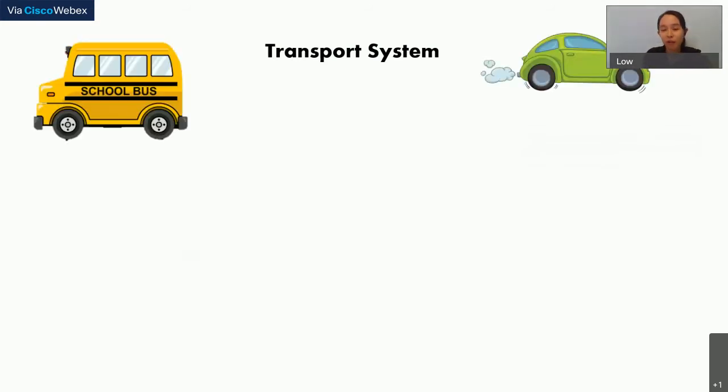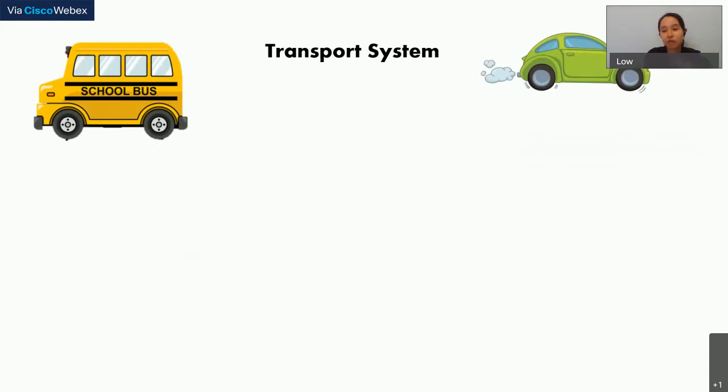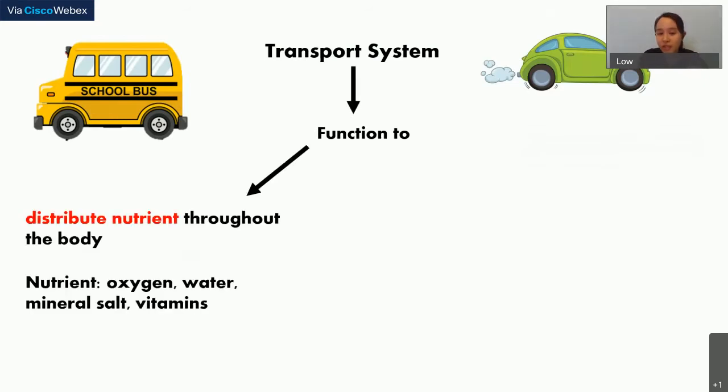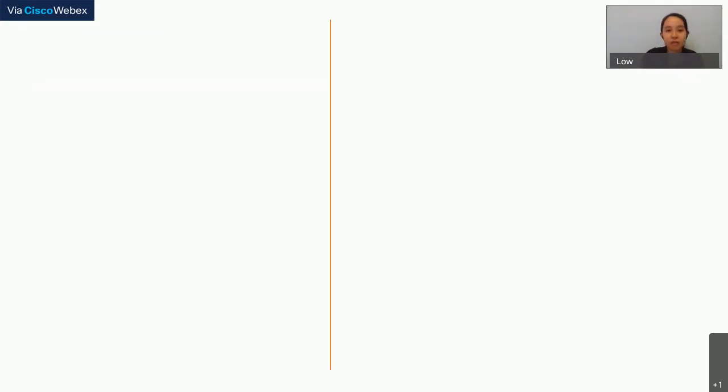Maybe a school bus or a delivery car that helps you deliver stuff here and there. The same thing actually happens in living things. In our bodies, it functions to deliver nutrients such as oxygen, water, and vitamins throughout the body, and remove waste products outside the body. Okay, so this is a recap.